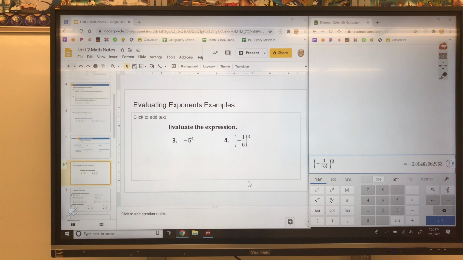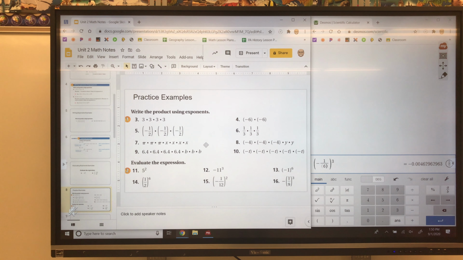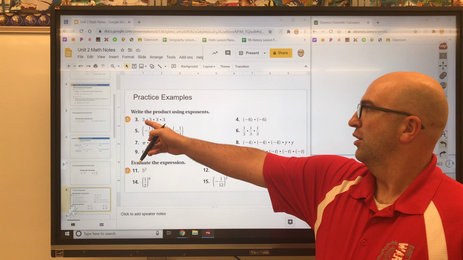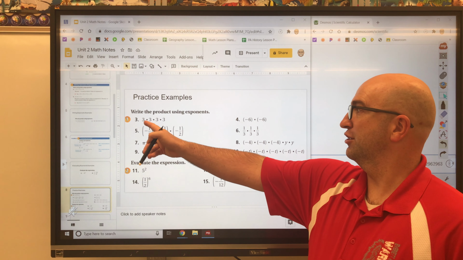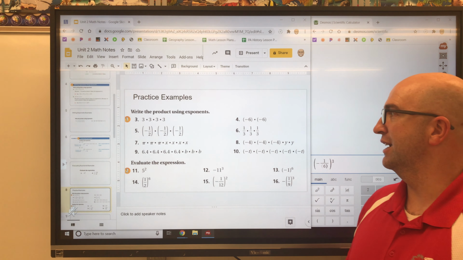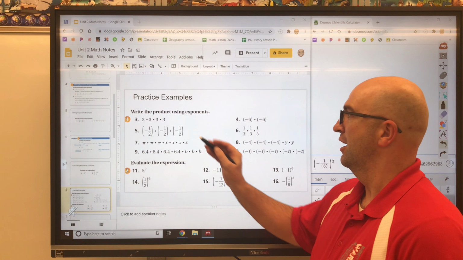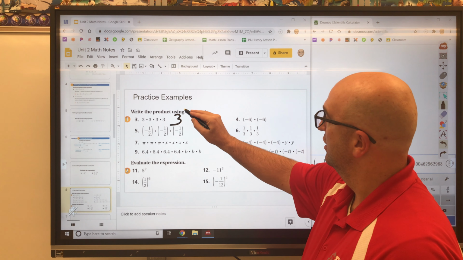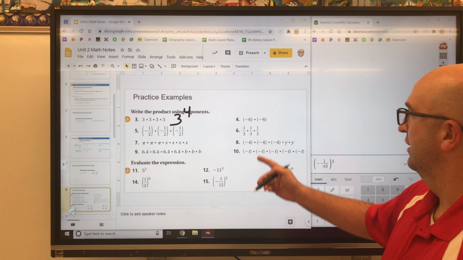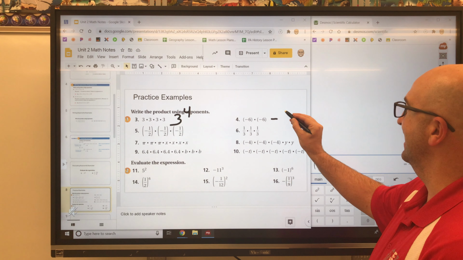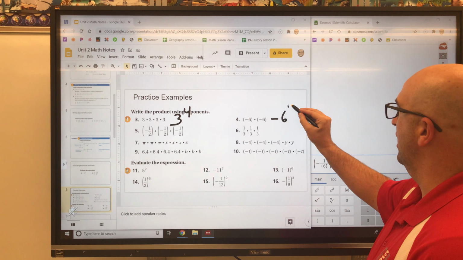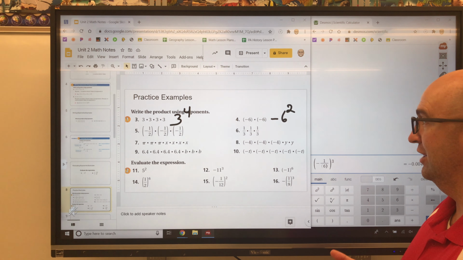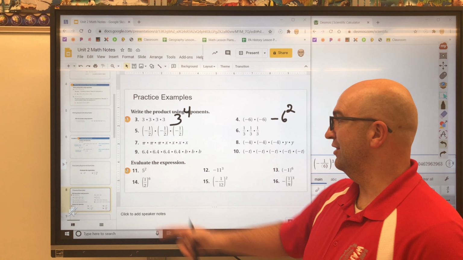So at this point, let's just take a look at a few more examples. Question number 3 here. It says 3 times 3 times 3 times 3. Write the product using exponents. My base is 3, and I'm multiplying it 4 times, so 3 to the 4th. Number 4, my base is negative 6, multiplying it 2 times, negative 6 to the 2nd. Those are pretty straightforward.